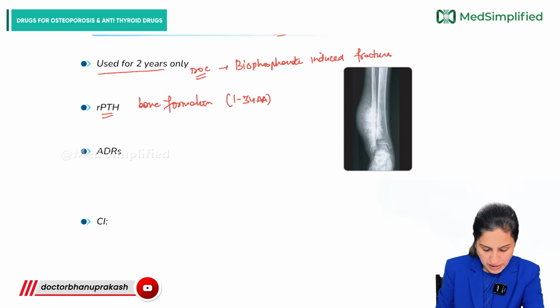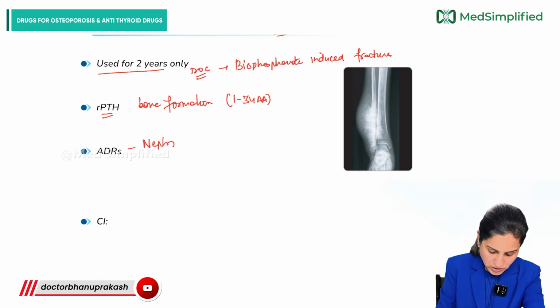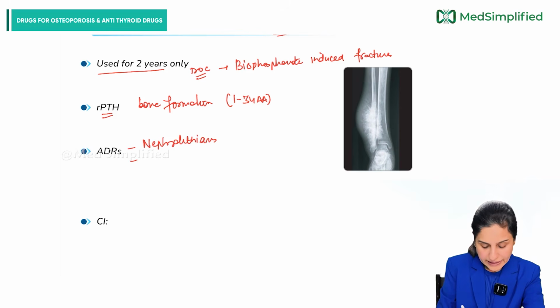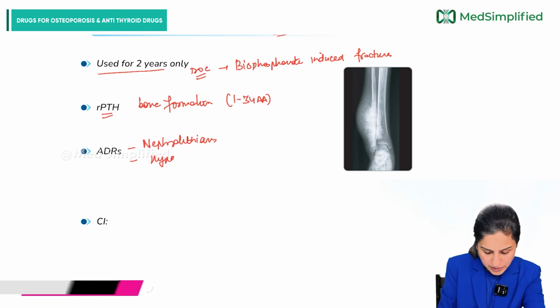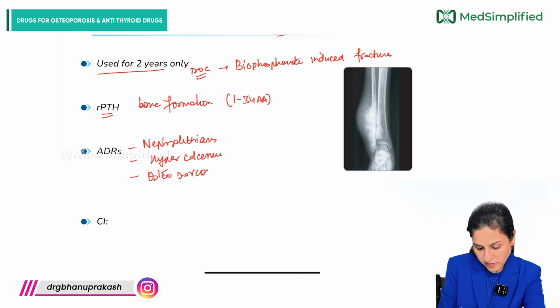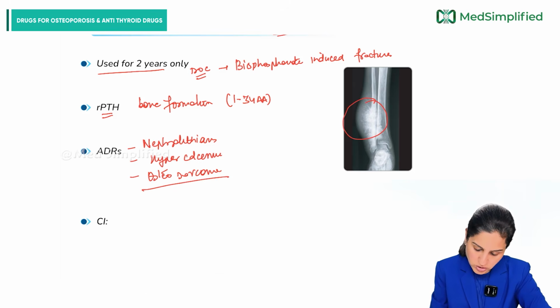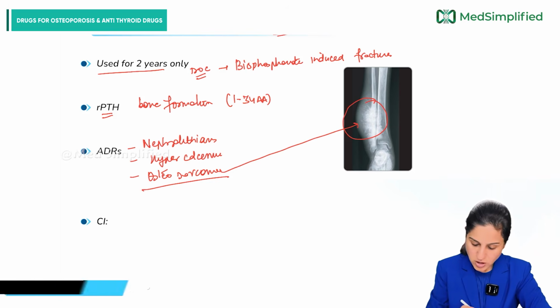Major adverse effects: because they are going to cause increase in the bone formation, they can lead to nephrolithiasis. Then it can cause hypercalcemia, okay, and osteosarcoma. This is a very, very important drawback. Cancer, osteosarcoma. So there is growth in the bone. You can see this is osteosarcoma.